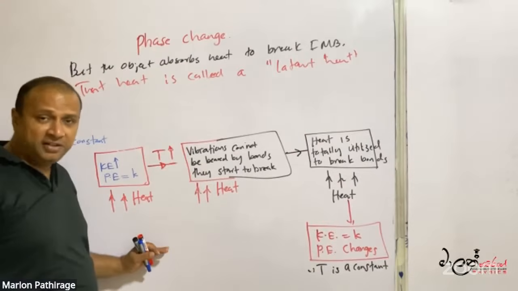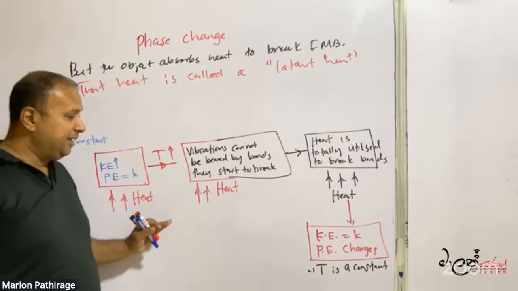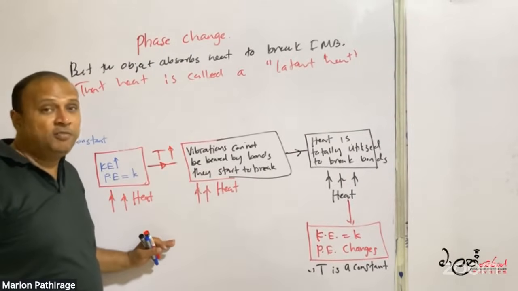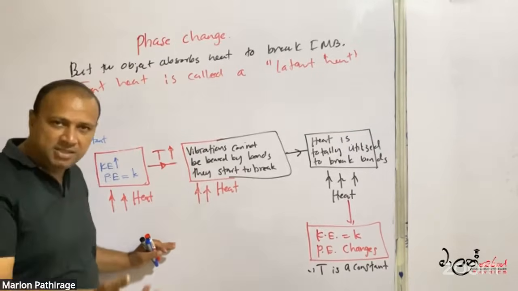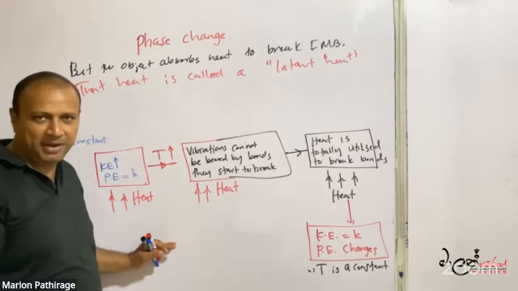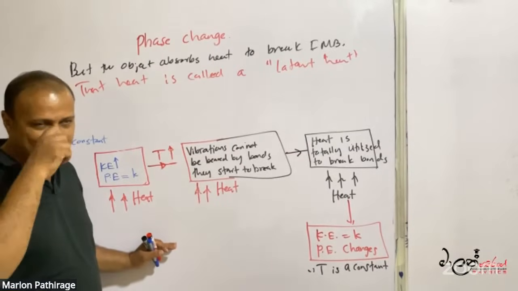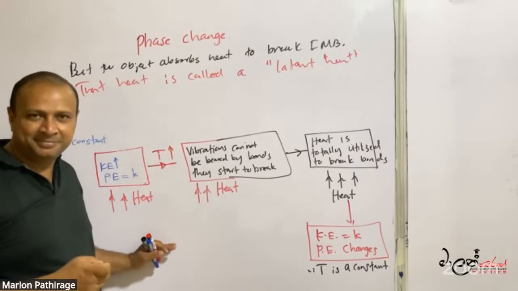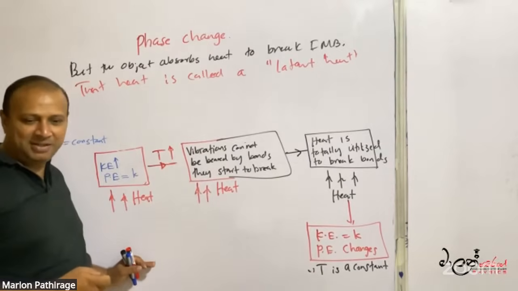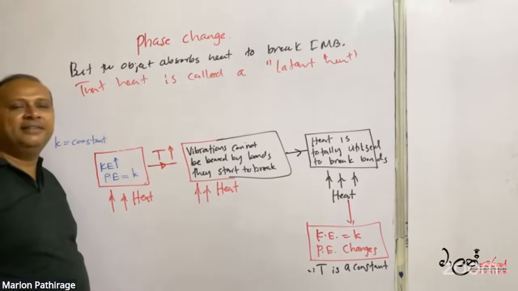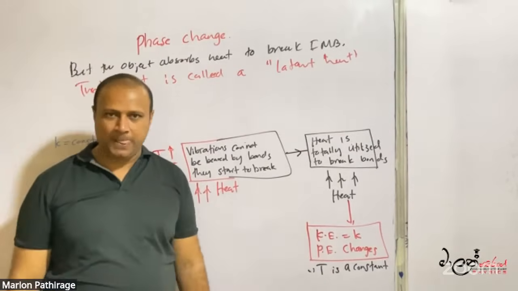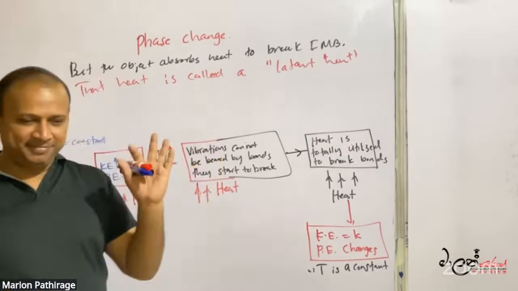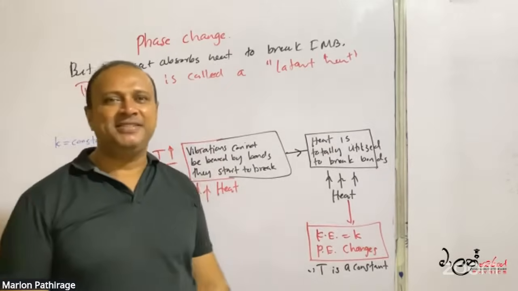After reaching a certain point, the kinetic energy cannot be borne by the intermolecular bonds. Then intermolecular bonds start to break. Then there will be another phase change. Okay. Is that clear? If it is clear, please raise the hand.